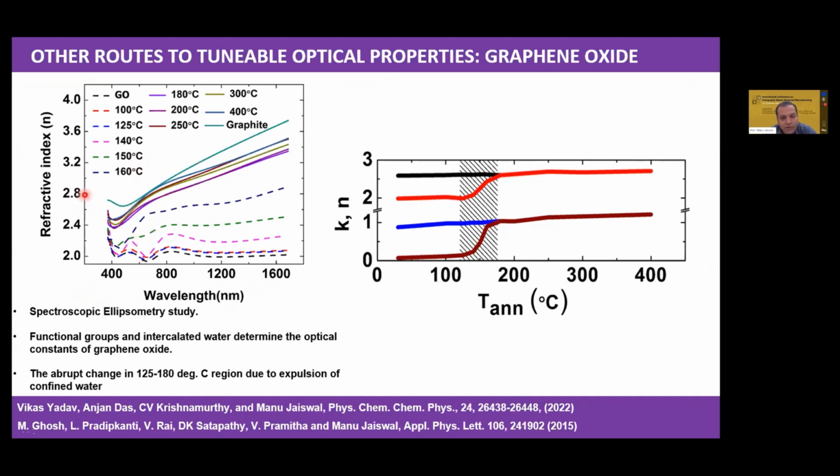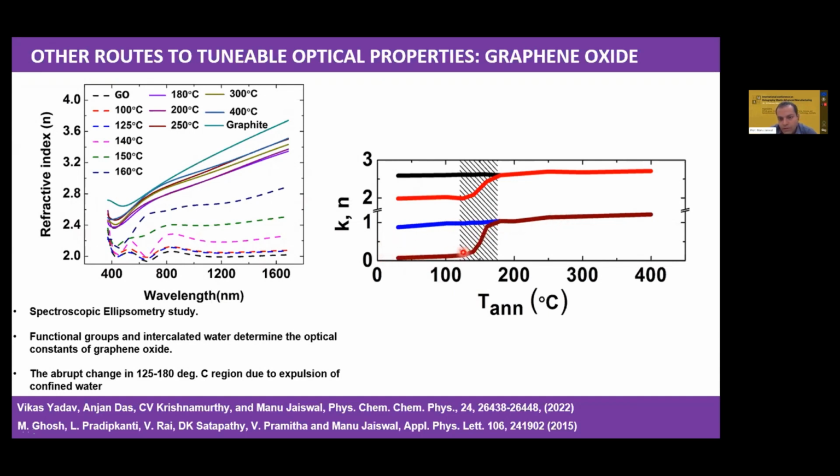We had studied the variation of the complex refractive index as a function of wavelength using spectroscopic ellipsometry. And here one can see that the refractive index, this bottom curve for graphene oxide, continuously changes upon annealing and goes towards the refractive index of pristine graphite. As the functional groups are eliminated, by making an optical model, we could understand that the changes associated with the refractive index are very gradual when the functional groups are eliminated, as given here.